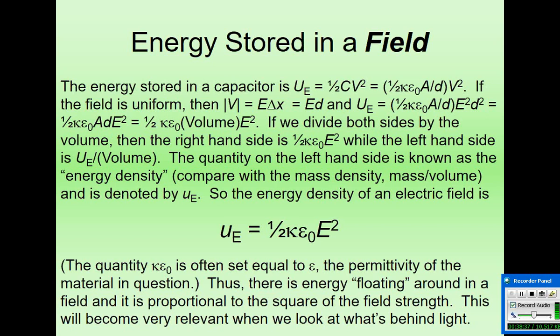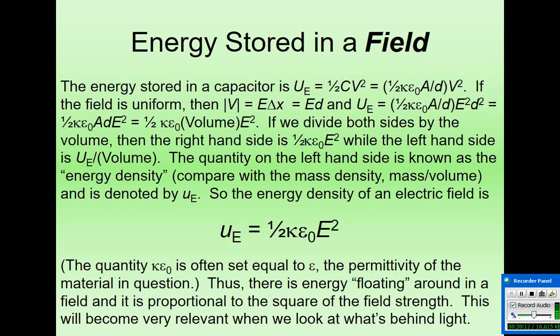And we're going to denote energy density with a lowercase letter u. And in this circumstance, because we're talking about an electric field, we're going to say little u subscript e. And based on our hand-waving argument, we get that it is equal to 1/2 times kappa times epsilon naught times E squared. And what this means is that the electrical energy in a volume is proportional to the square of the electric field.